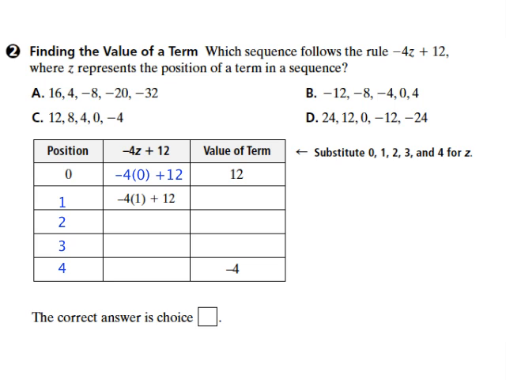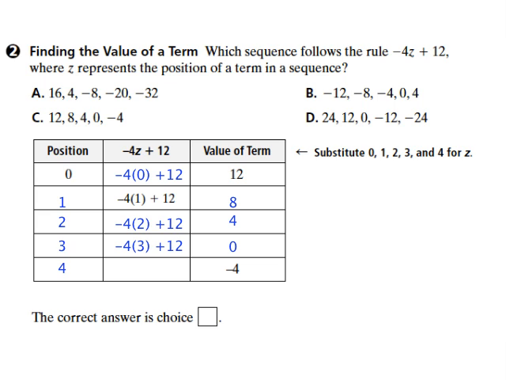When the position is 1, we have -4 times 1 plus 12. -4 times 1 is -4 plus 12 would give us 8. For position 2, we have -4 times 2 plus 12. -4 times 2 is -8. -8 plus 12 is 4. For the position of 3, we have -4 times 3 plus 12. -4 times 3 is -12. -12 plus 12 is 0.